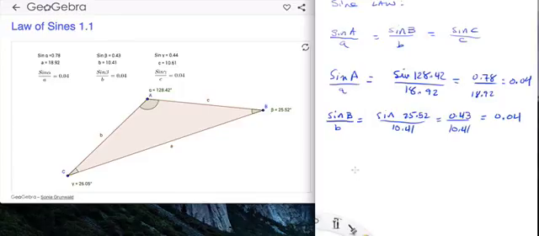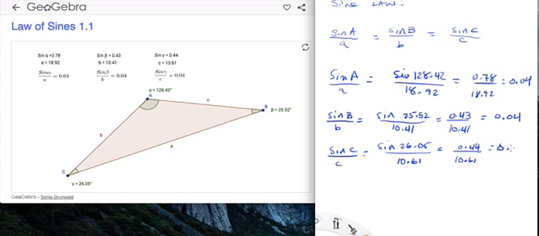Let's try that one more time for the third and final angle, angle C. So sine of C is sine of 26.05 degrees divided by the side on the opposite side, so divided by 10.61. This gives, on the calculator, 0.44 divided by 10.61, which is also 0.04. So 3 times we get the same value.